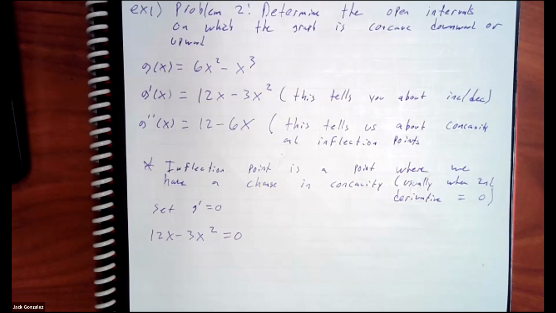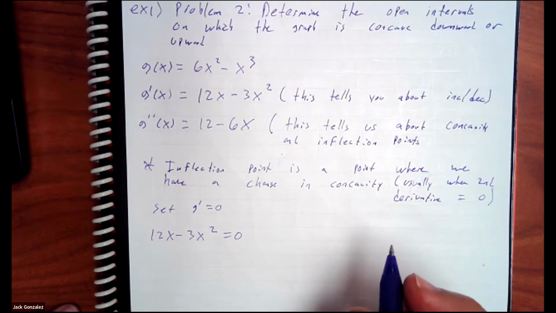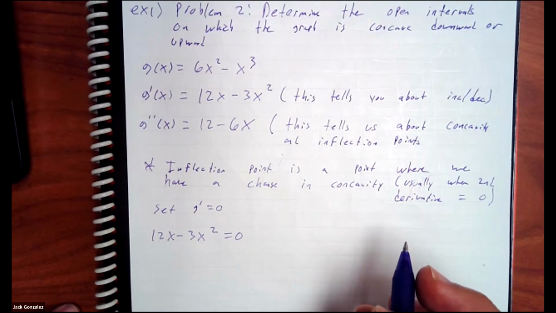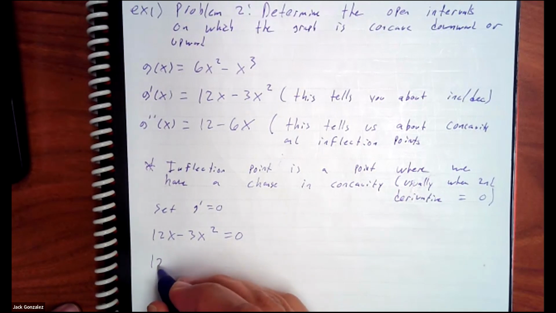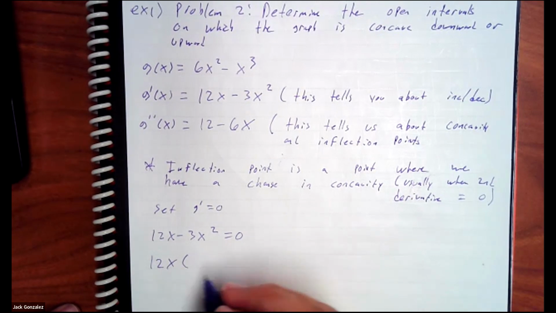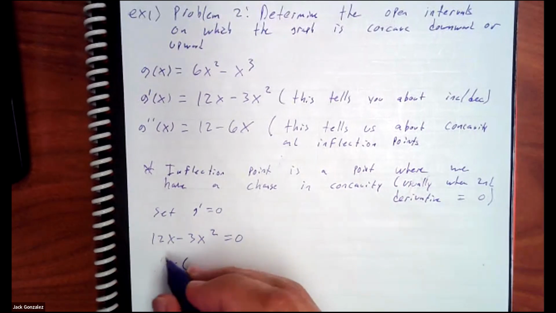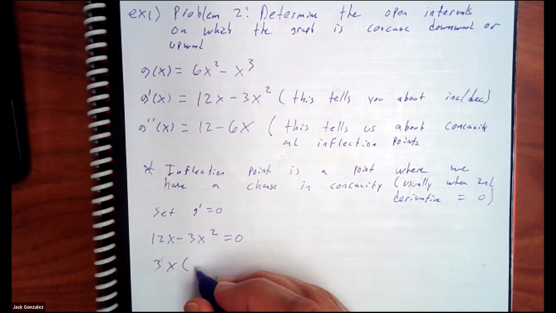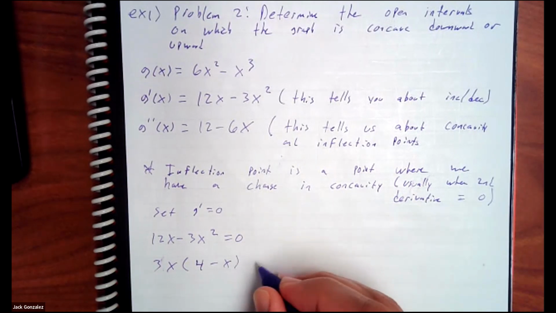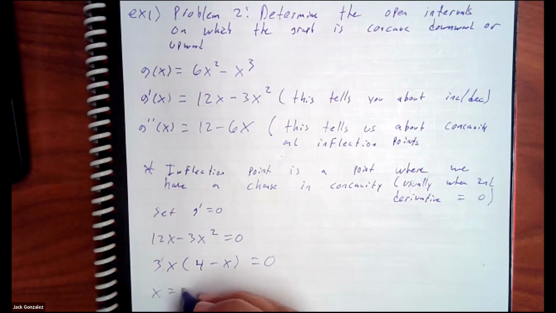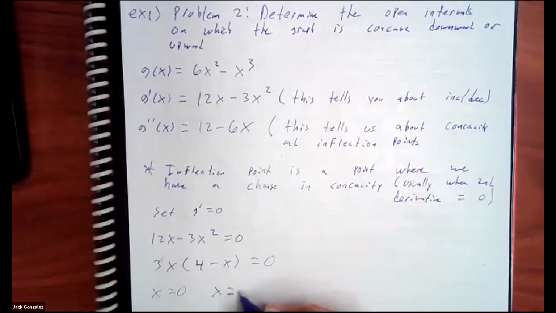x equals -12? I think so. Well, factor 12x out, we're gonna get, oops, sorry, 3x. That'll be 4 minus x equal to 0. So x equals 0, x equals 4. These are the critical numbers.